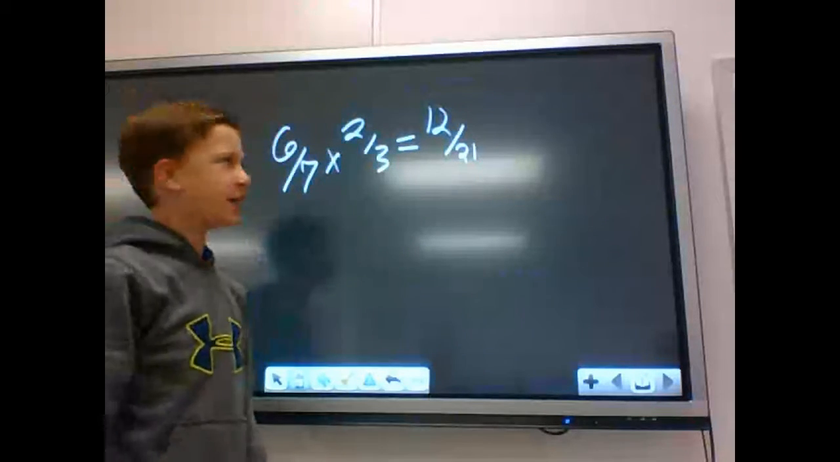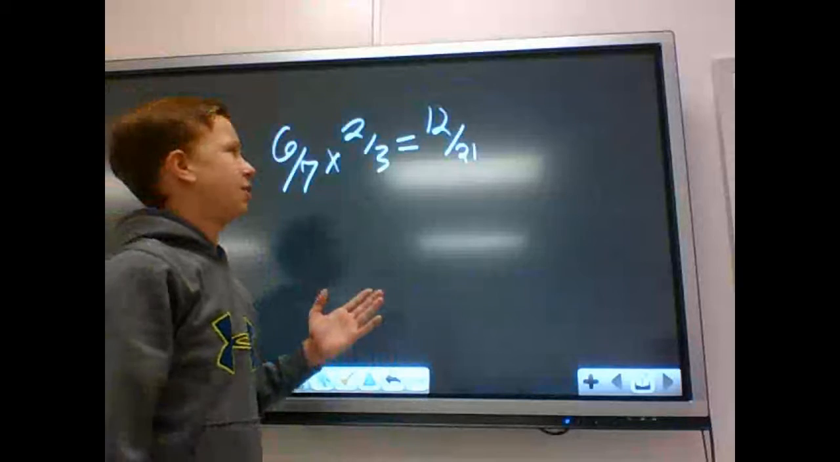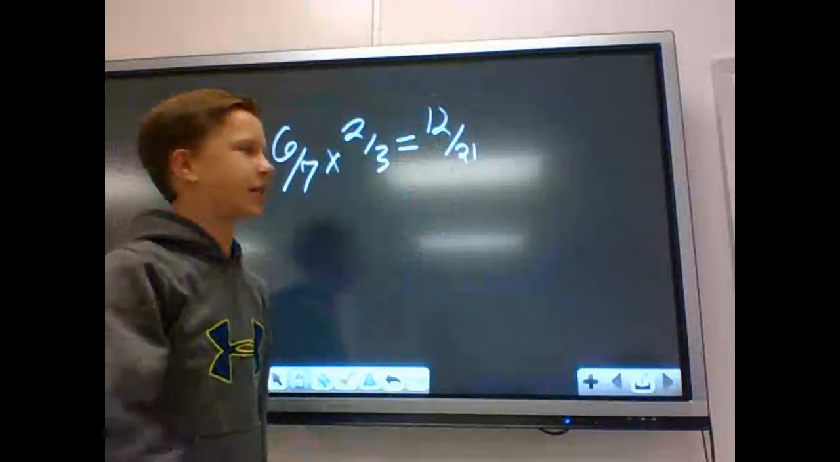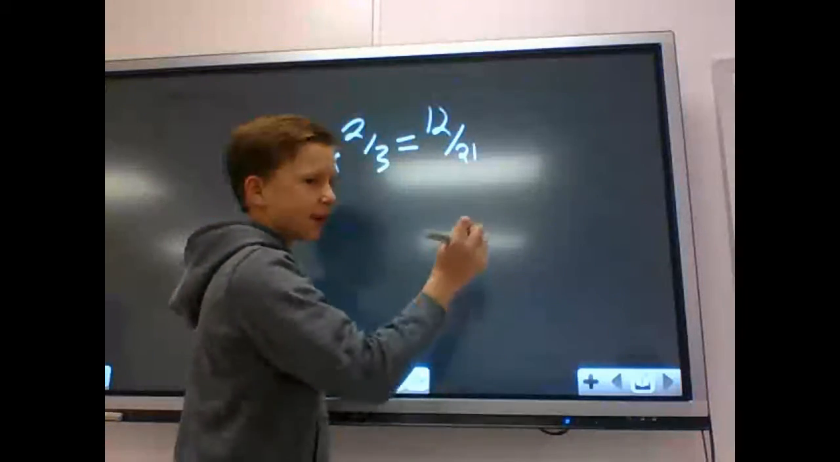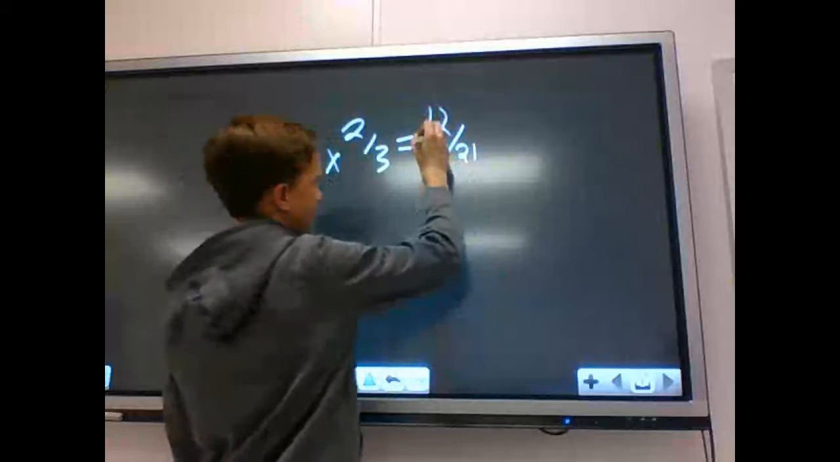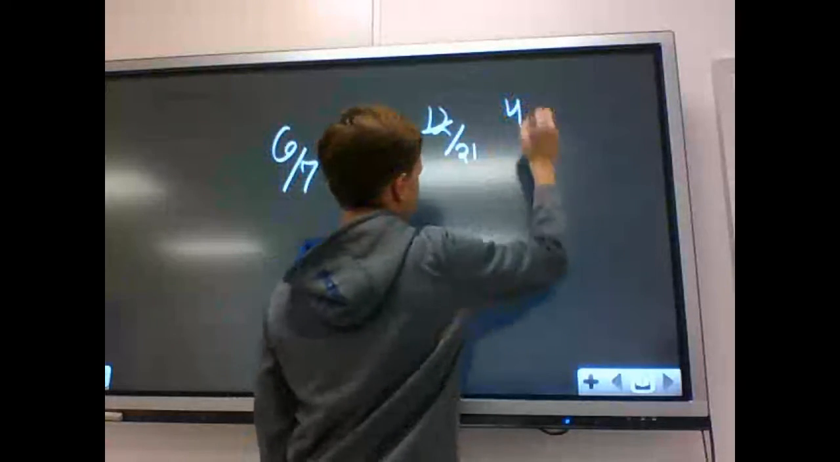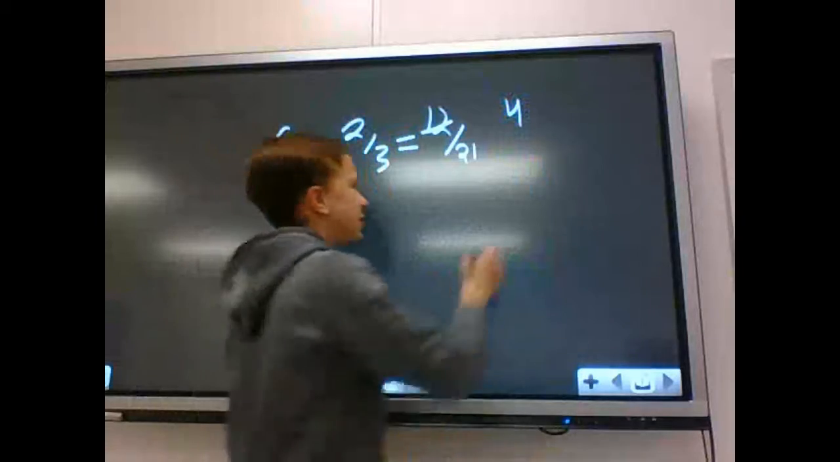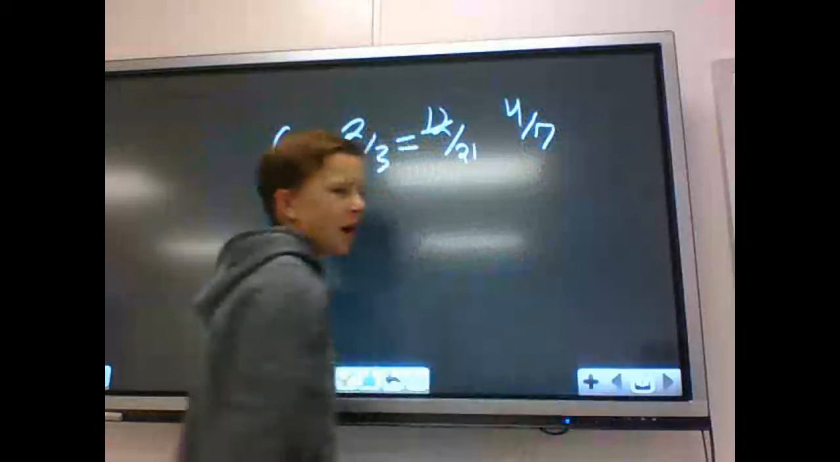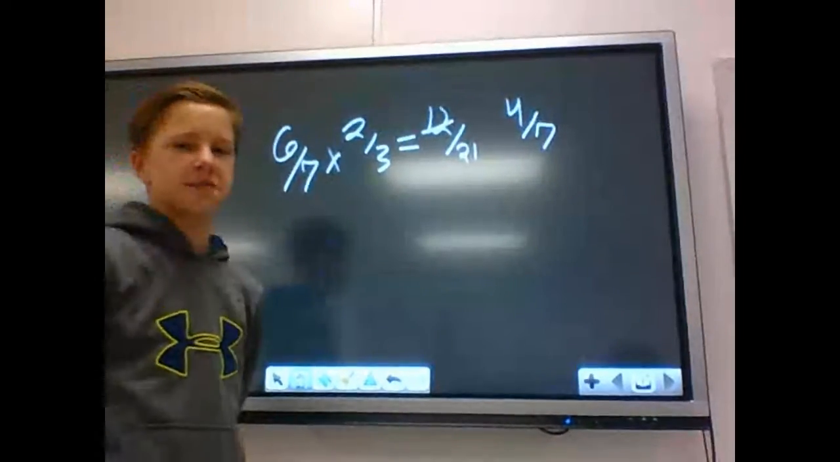Now we simplify if it can be simplified. Both these numbers have 3 in common. So we're going to divide by 3. 12 divided by 3 is 4. And 21 divided by 3 is 7. So now it equals 4 sevenths.